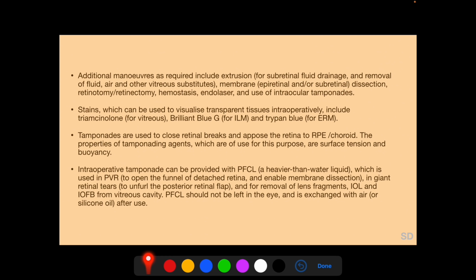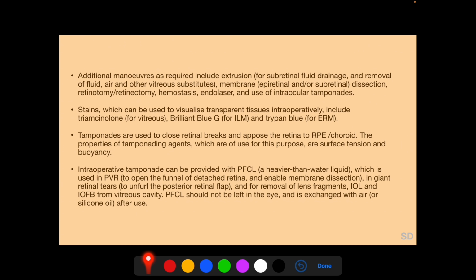Stains which can be used to visualize transparent tissues intraoperatively include triamcinolone for vitreous, brilliant blue G for internal limiting membrane, and trypan blue for epiretinal membrane. Tamponades are used to close retinal breaks and oppose the retina to the RPE choroid. The properties of tamponading agents which are of use for this purpose are surface tension and buoyancy.